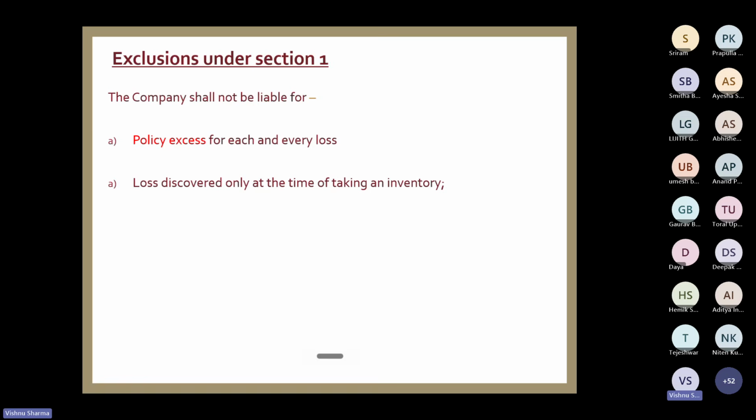Second is what is known as inventory loss. Any loss which is discovered, where you don't know when the loss took place, but you discover it only when you are taking an inventory in a store. At that time you discover that as per the stock register, the exact inventory should be 20,000 pieces, but when they take the physical inventory, they find only 15,000 pieces. That means 5,000 pieces are lost. Now, if you want to claim, no claim is payable. This falls under an exclusion in all policies, which we call inventory loss.